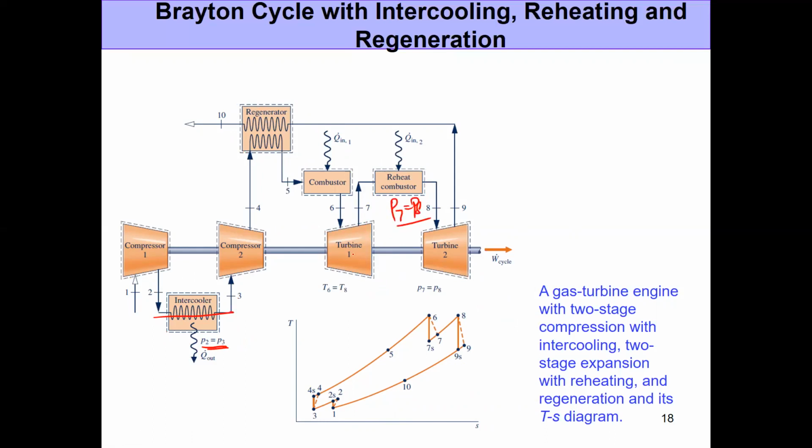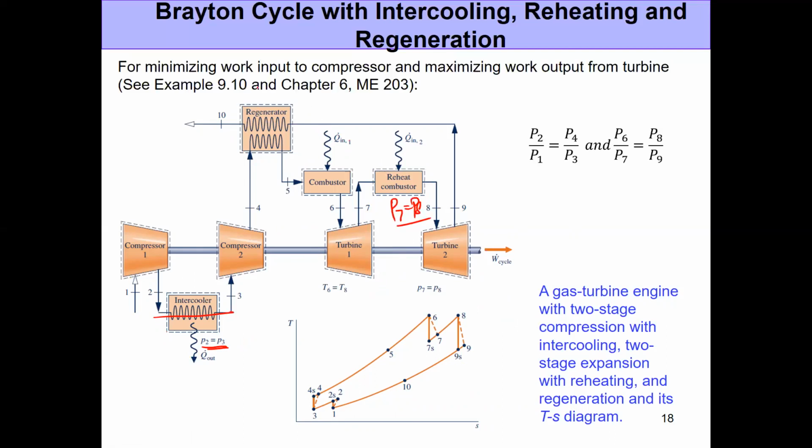So here, the most optimum value, or the value which minimizes the work input to the compressor while maximizing work output from the turbine, is when you ensure that P2, P3, which are basically the same thing, is equal to P1 times P4. Or P2 by P1 is equal to P4 by P3. That is, the pressure ratio in each stage is the same, both during the compression stage and also the pressure ratio in each turbine expansion stage.